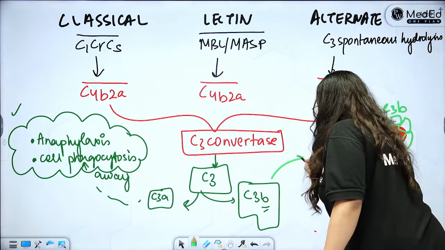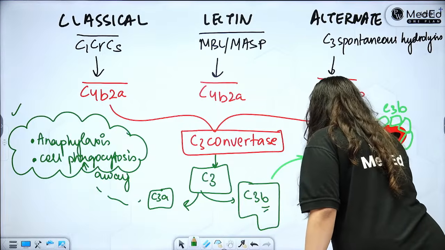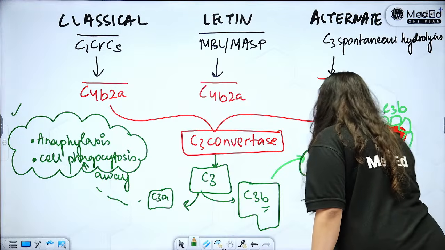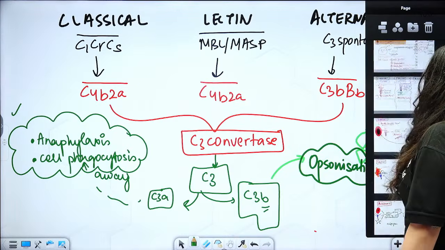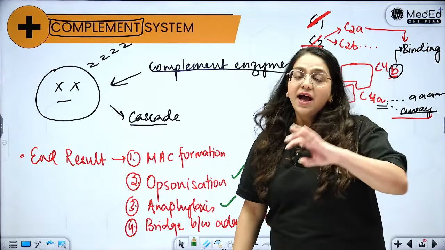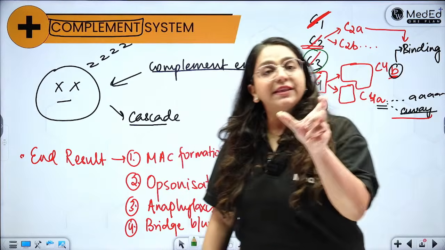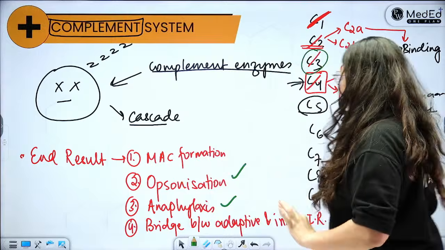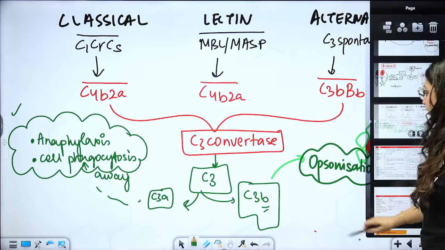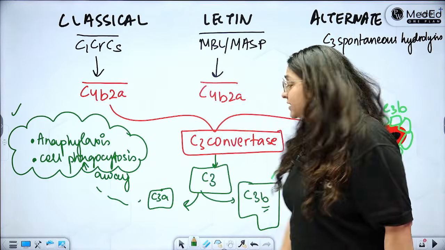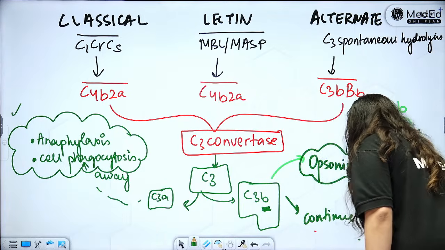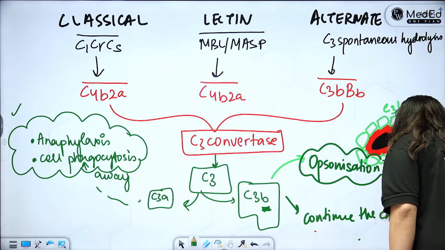So either C3b can go and cause opsonization, which was one of the final outcomes which had to happen, right? In the first page itself we had written that one of the final outcomes is opsonization and anaphylaxis. Right at the step of C3 breaking, we have seen both anaphylaxis and opsonization happening. Or since C3b is the binding unit, it can also continue the cascade.